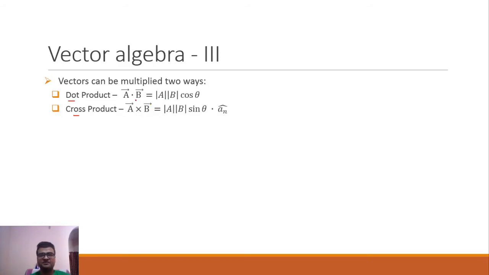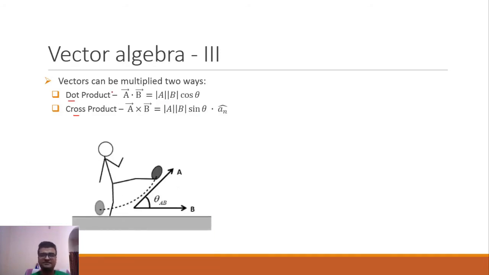To multiply two vectors in dot product form, let's say we have a vector A and a vector B, and they have an angle between them, let this angle be theta. If you multiply the magnitudes of vector A and vector B, and then multiply that with the cos of this angle theta, this will be called a dot product. Let us see why this dot product is needed.